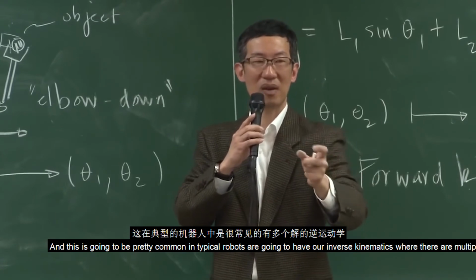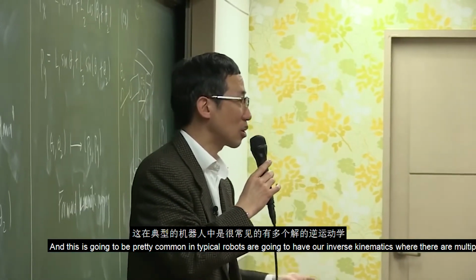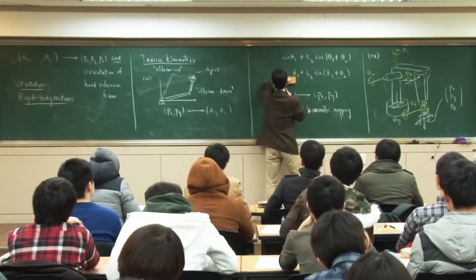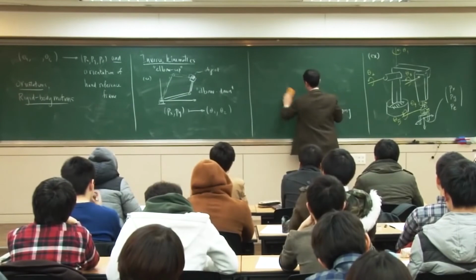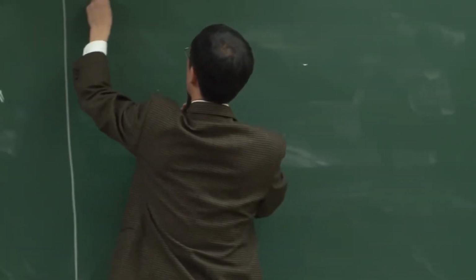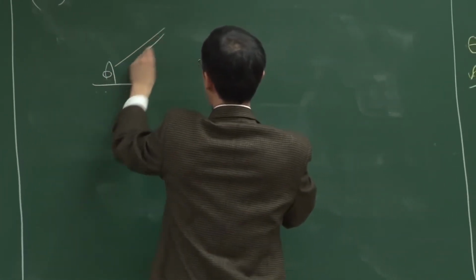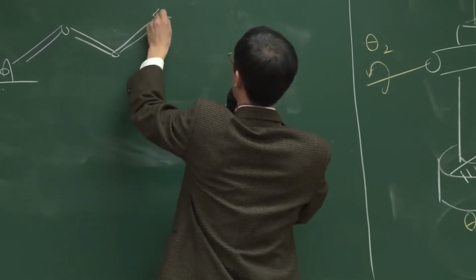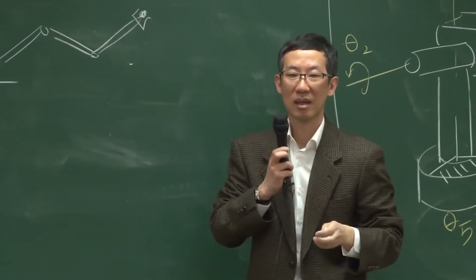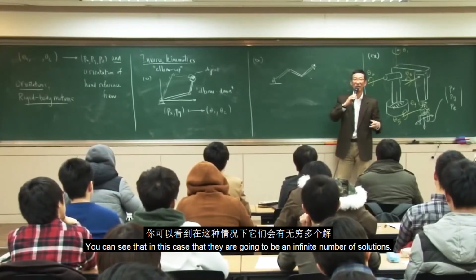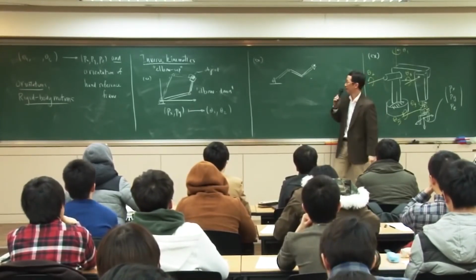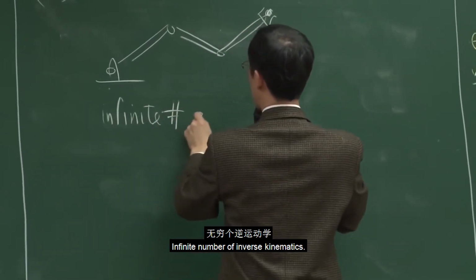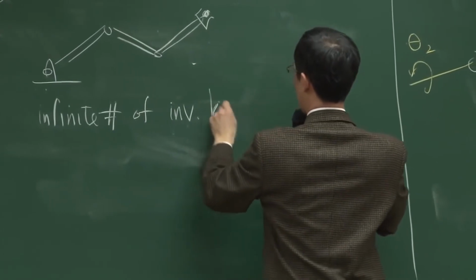In typical robots, you're going to have inverse kinematics where there are multiple solutions. In fact, it can get quite extreme. For example, if I have this time a 3-link robot, and I want the gripper to be here, you can see that in this case there are going to be an infinite number of solutions. So here we have an infinite number of inverse kinematics solutions.